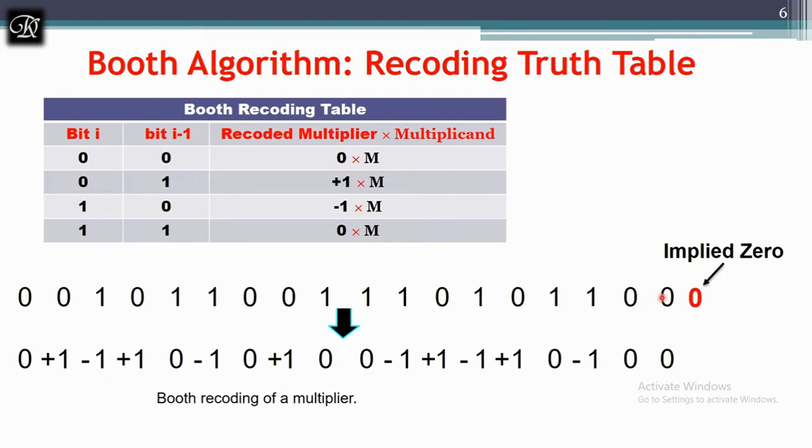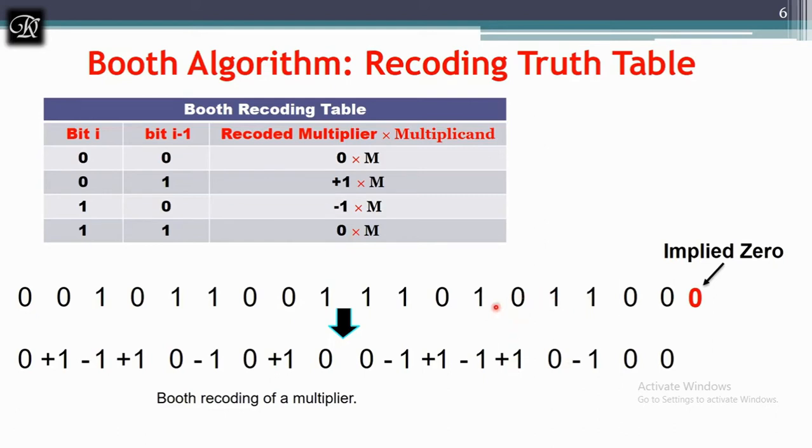And next, if the previous bit is 0 and the next bit is 0, yes, it is 0. Previous bit is 0 and next bit is 1, minus 1. You can check out 0 to 1, it is minus 1. Previous bit is 1, next bit is 1, then it is 0. You can see over here. And previous bit is 1 and next bit is 0, then it is positive 1.